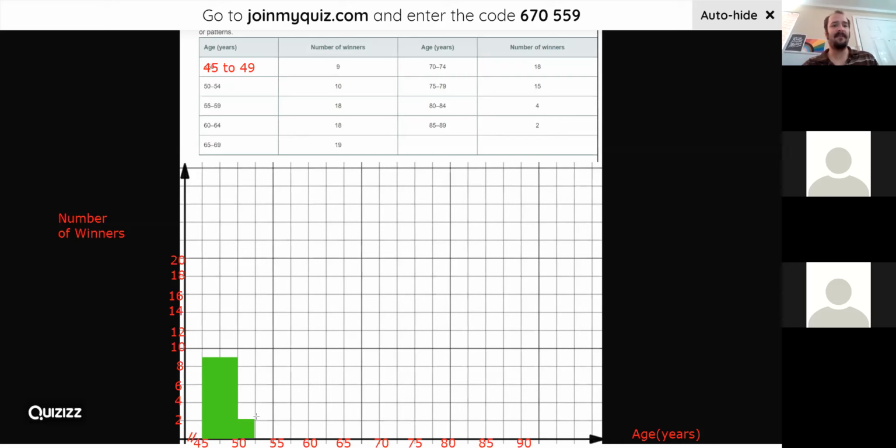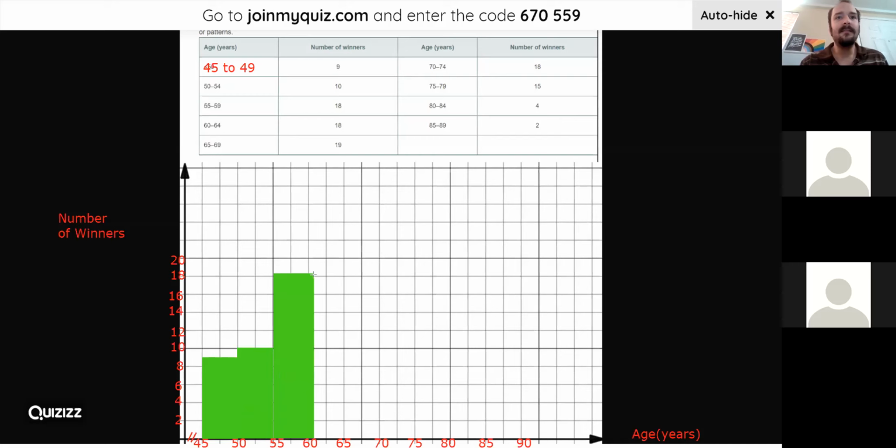So these things should definitely be touching. 50 to 55 is what, 10? So I should have 10 here. The next thing is 55 to 60 should have 18. So you might see a little bit of a gap in there. That's because I don't know how to draw stuff on this computer. There shouldn't be any gaps between these bars.